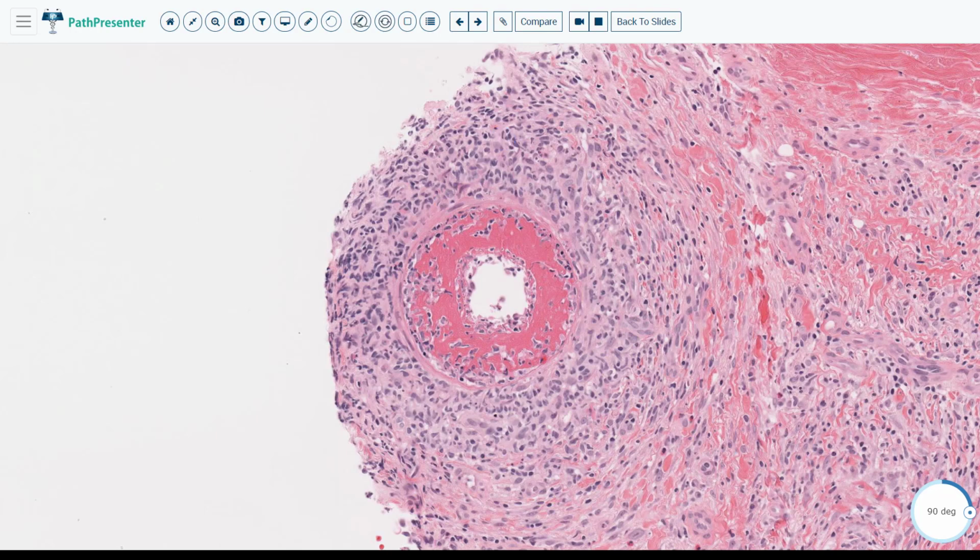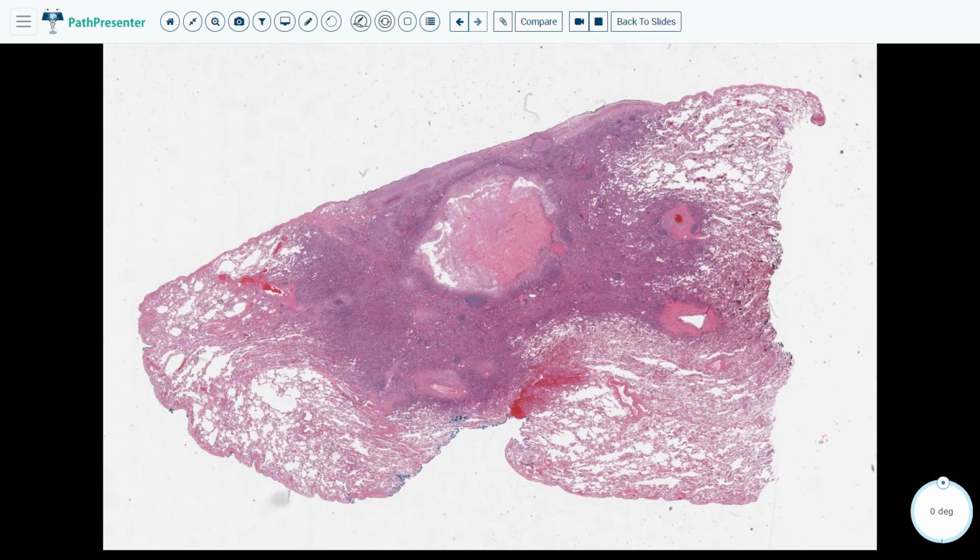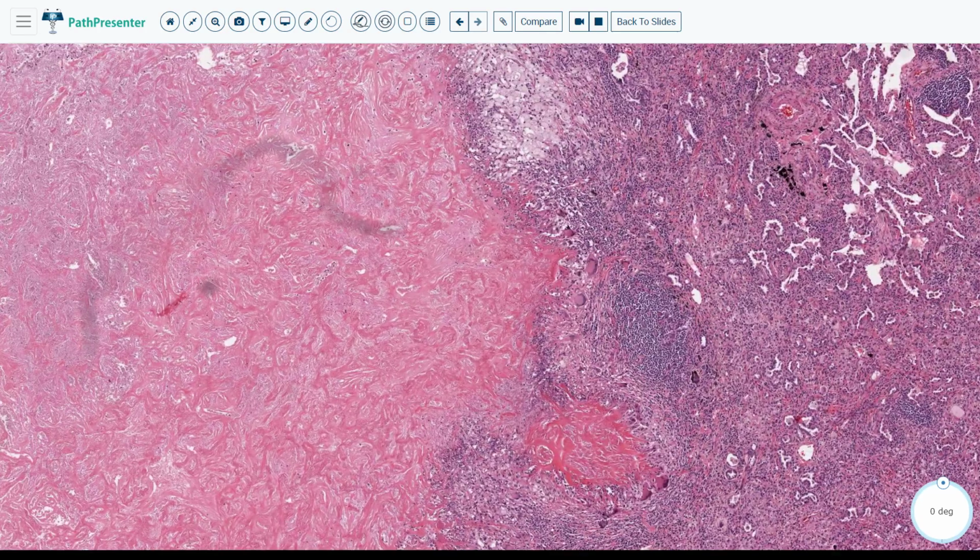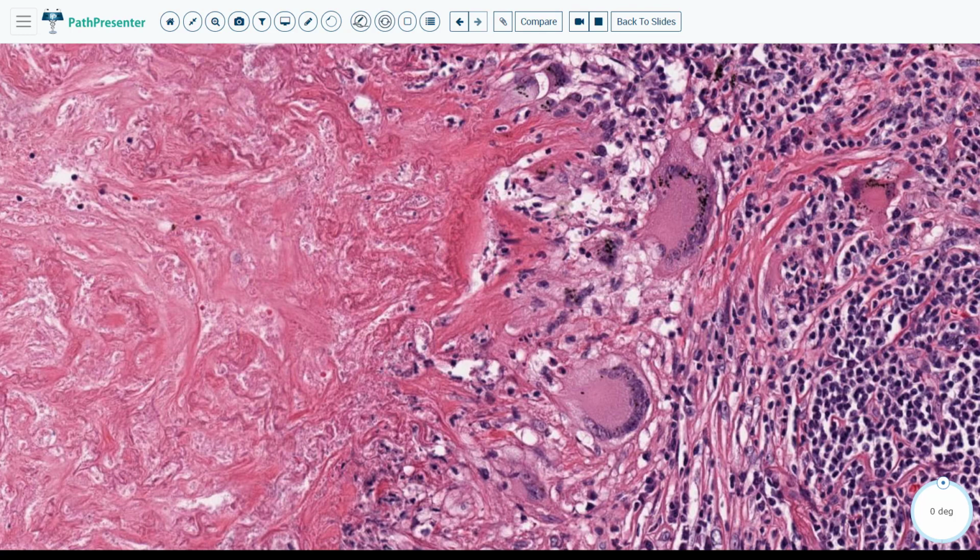Let's go on to our last case. Case 4 is Wegener granulomatosis, which is the same thing as granulomatosis with polyangiitis. You can see this is, of course, a lung biopsy. The pleural surface is up here. This central area obviously is the lesion. Let's take a look at this part right here. At this power, you can see this area to the left is necrosis. There is no nuclear staining. That's how I know it's necrosis.